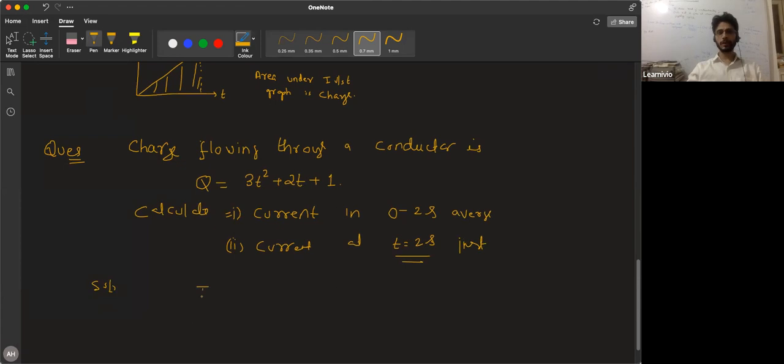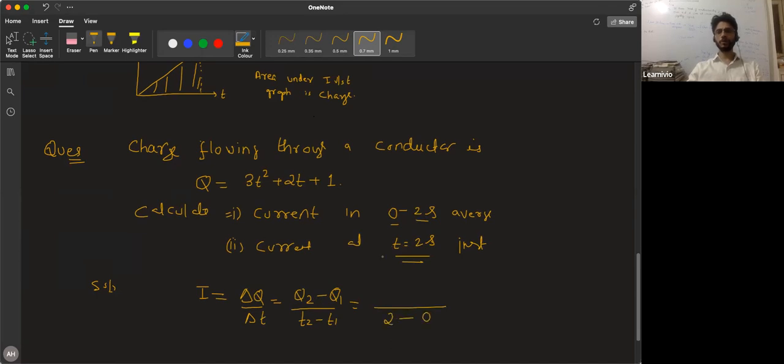Anyways, for the first case, which formula will you use, Alia? Delta Q by delta T. And what do you mean by delta Q? Delta Q means change in charge, final minus initial, by change in time, T2 minus T1. See, T2 is 2, T1 is 0. So it's 2 minus 0.